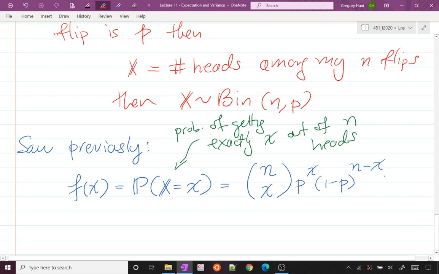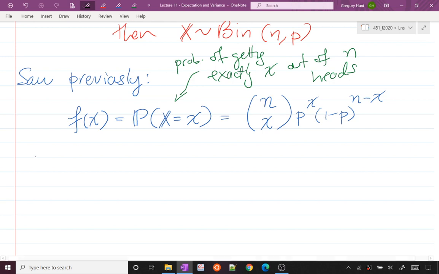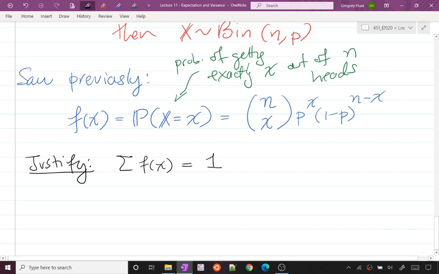One thing I would have to justify, and I'm not going to totally justify it, but I'm going to use this fact: we know that this is a valid PMF. In order for it to be a valid PMF, if I sum the PMF over all values of my support, it gives me 1. The values of my support in this case are 0 heads, 1 heads, 2 heads, 3 heads, all the way up to potentially n heads. So if I sum x goes 0 to n of f of x, I should get 1. Now, that's true, but it's not trivial to see that from the form of this PMF.